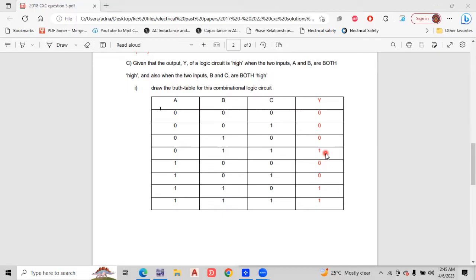So based on the criteria, it means that the remainder would be 0, except for the last one here, because based on the criteria, it tells you that when A and B are both 1, the output will be 1, and also B, C, 1, so the output will be 1. So if you have all of them, A, B, C, 1, then it means that the output will also be 1. All right, so now that the truth table is completed, let's move on to part 2.